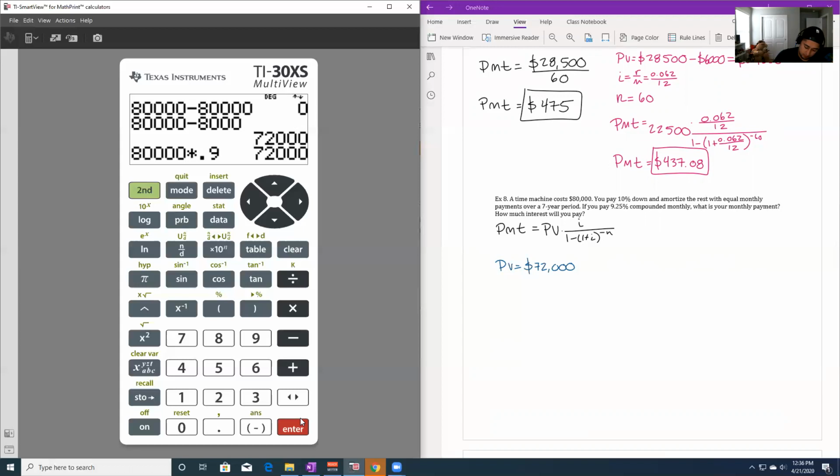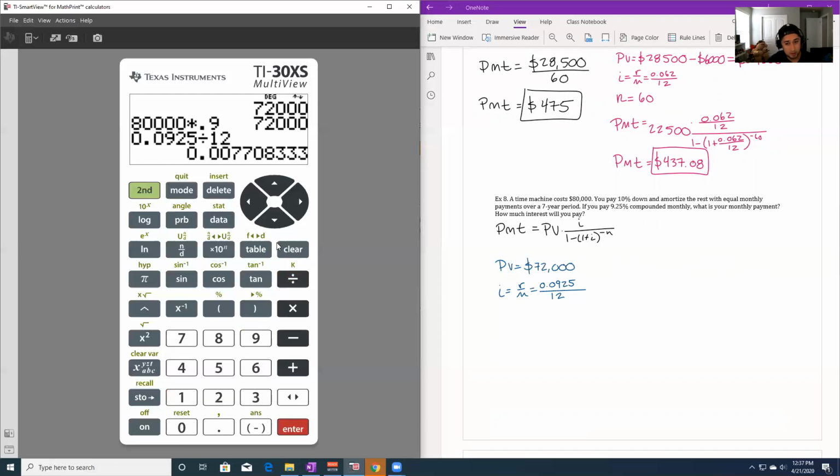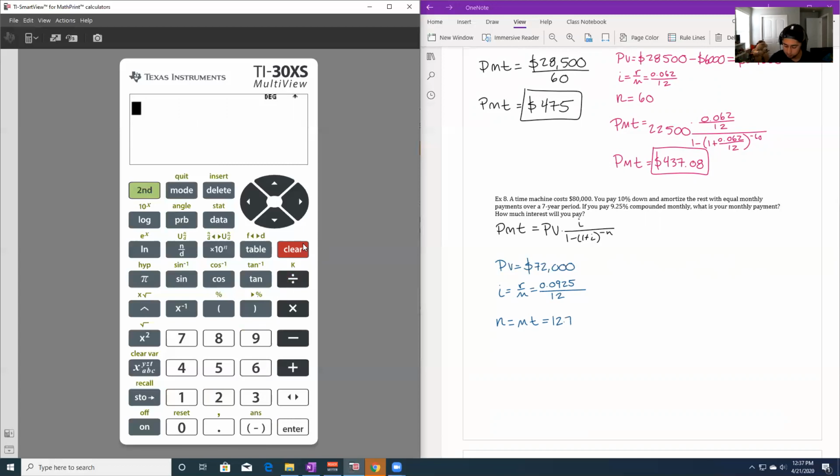And now let's look for I. I is rate over compoundings. So we are doing 9.25%, so 0.0925, and we are compounding monthly, so over 12. I doubt that's a nice number. Let's see, 0.0925 divide 12. Nope, we leave it as is. Okay, which means we move on to N. Compoundings times time. We are compounding monthly, and we're doing this for 7 years. So that's 84.